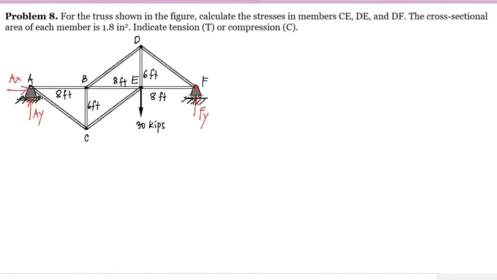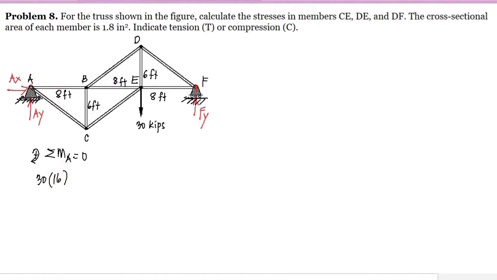So solving for the value of the reactions, the first thing that we are going to do is to summate moment here at point A in order for us to solve for the reaction at point F. So we have summation of moment at point A is equal to 0, taking the clockwise rotation as positive. So this 30 kips will rotate clockwise. So we have here positive 30 multiplied by the distance. The perpendicular distance of 30 kips to point A is 8 plus 8, so that's 16.